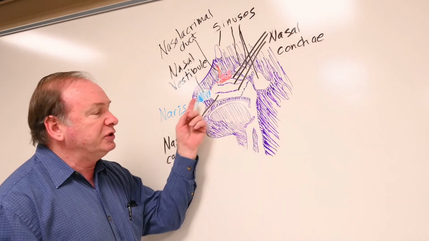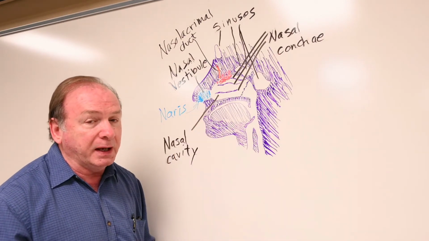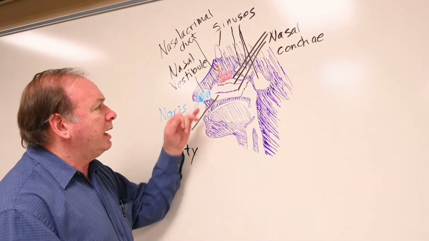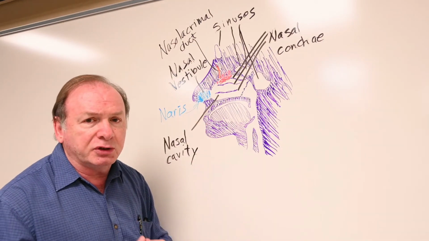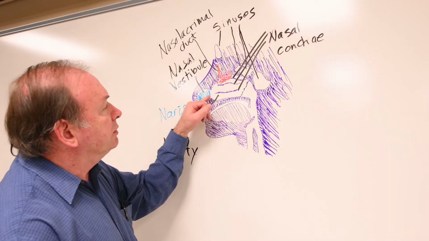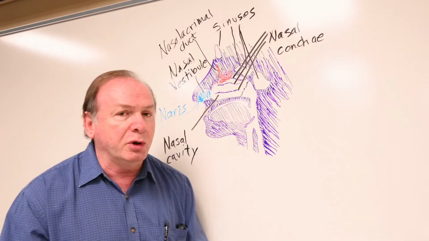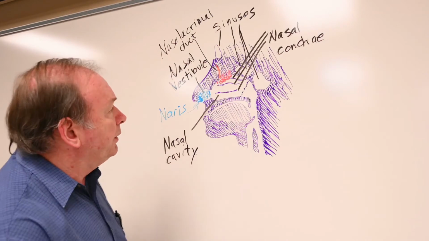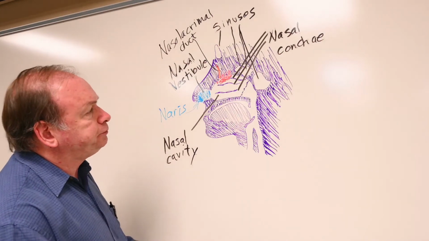Out here in the vestibule portion of your nose, that epithelium is more like your skin on your surface. It's a stratified squamous epithelium. So stratified squamous in your nasal vestibule changes over to pseudostratified columnar epithelium in your nasal passages.